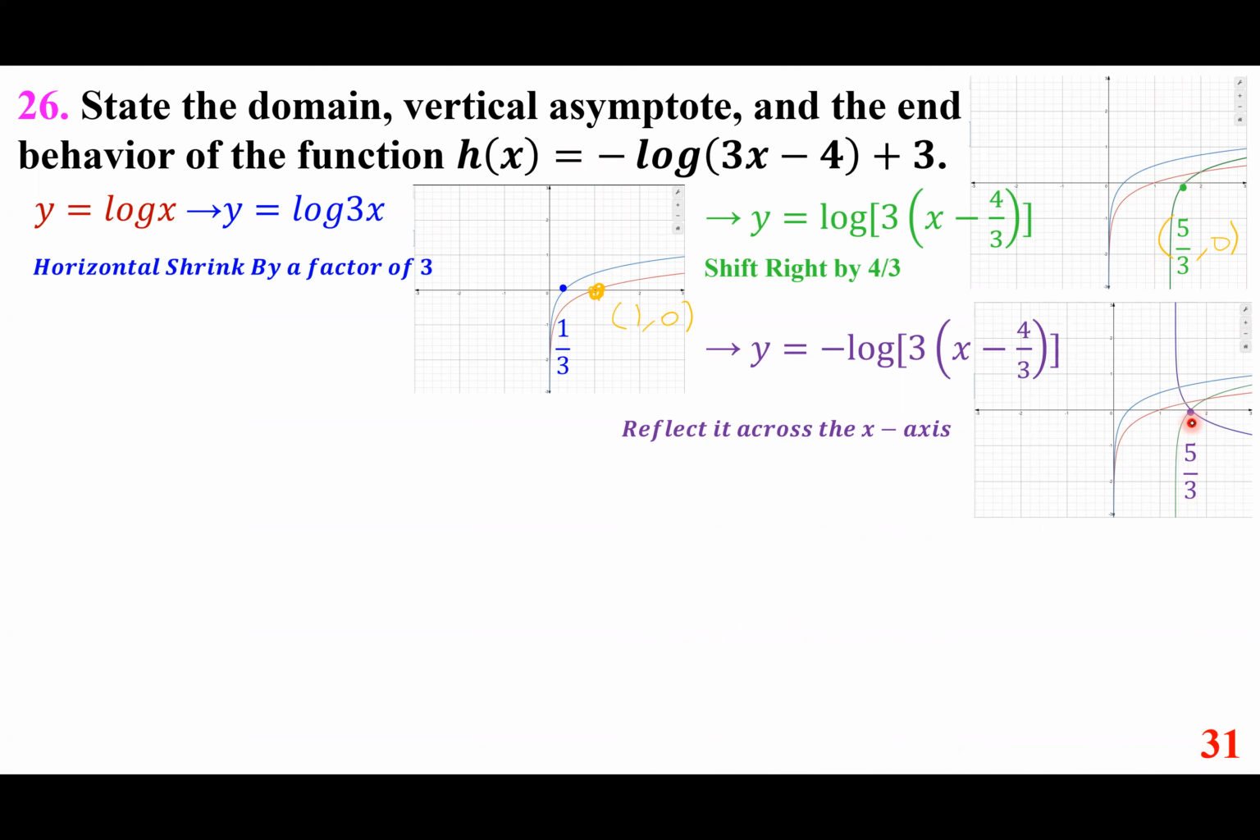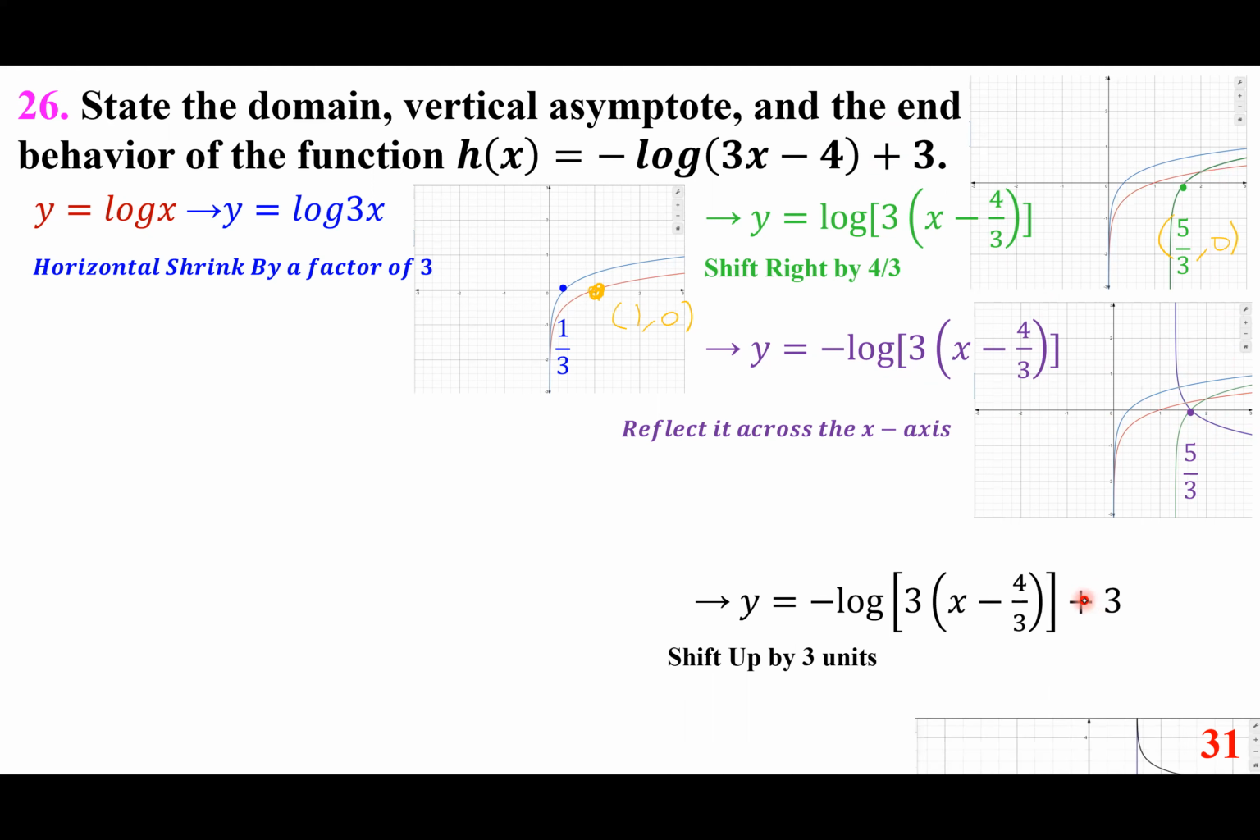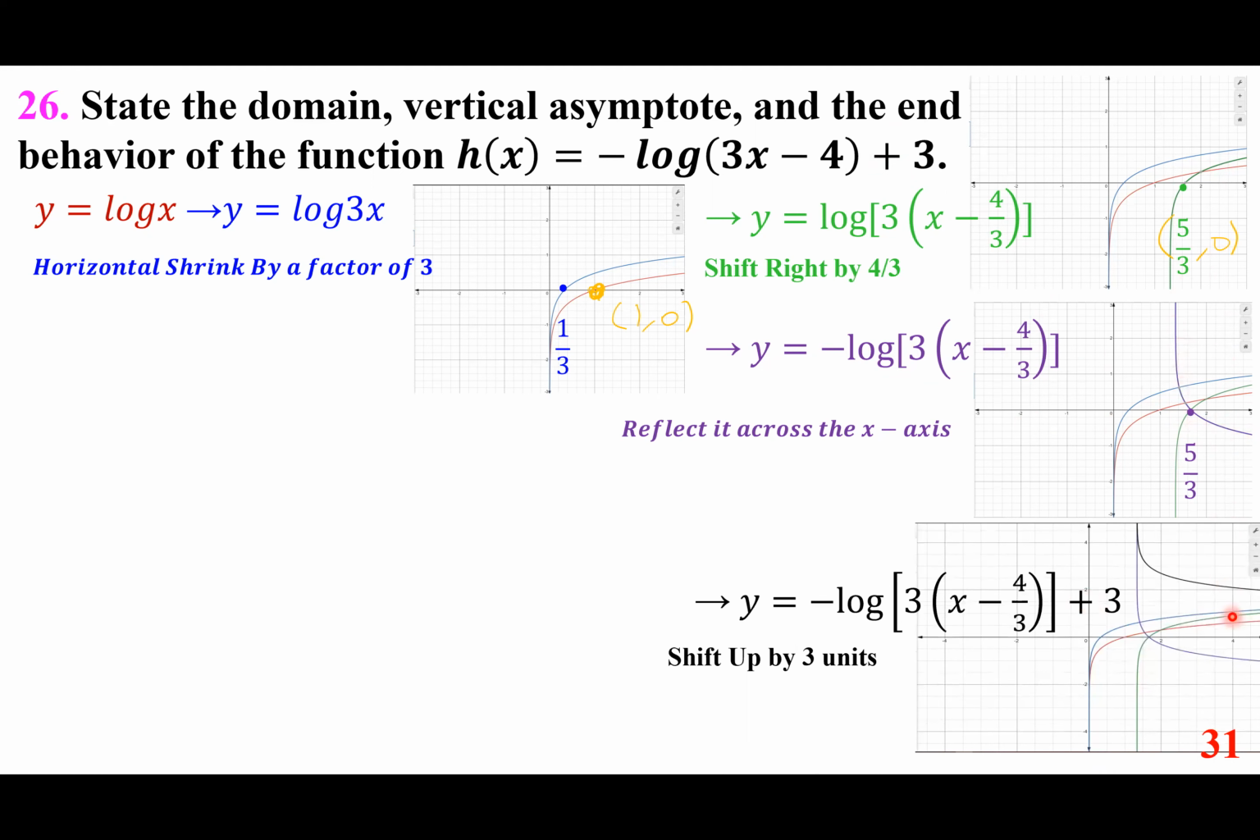Now the next thing is to look at this one, the one in purple. Now we are going to add 3. So we're going to shift up by 3 units. So this purple one goes up by 3 units, becomes the black one.